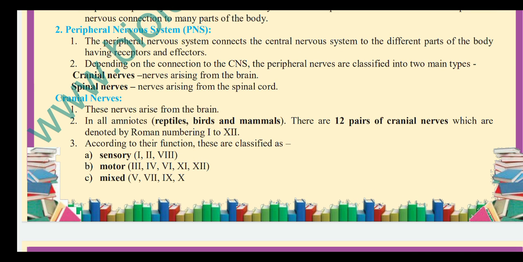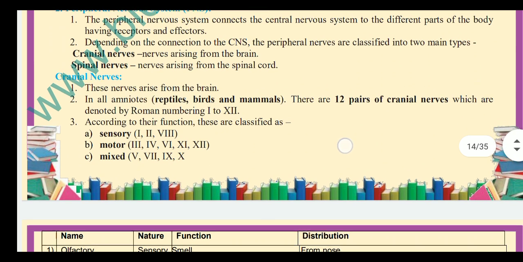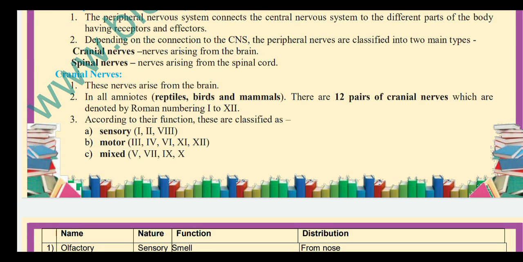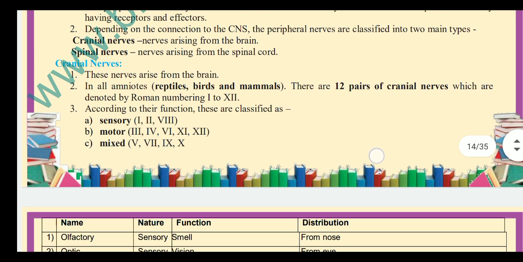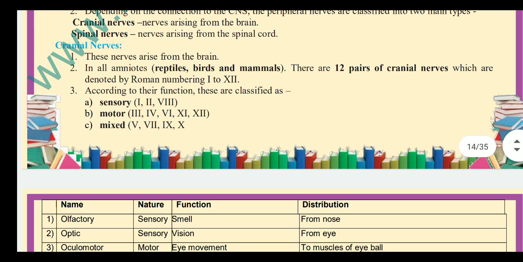Peripheral nervous system, the next part of the nervous system. The peripheral nervous system connects the central nervous system to the different parts of the body, having receptors and effectors. Depending on the connection to the CNS, peripheral nerves are classified into two main types: cranial nerves and spinal nerves.